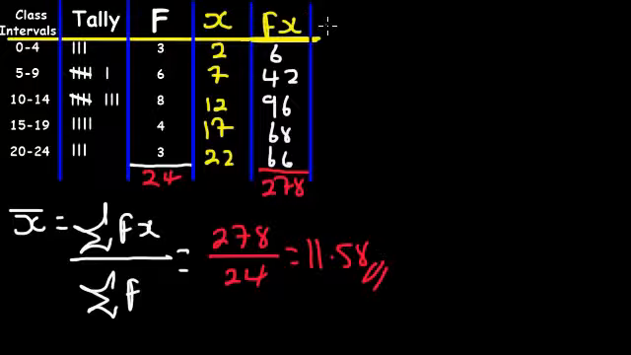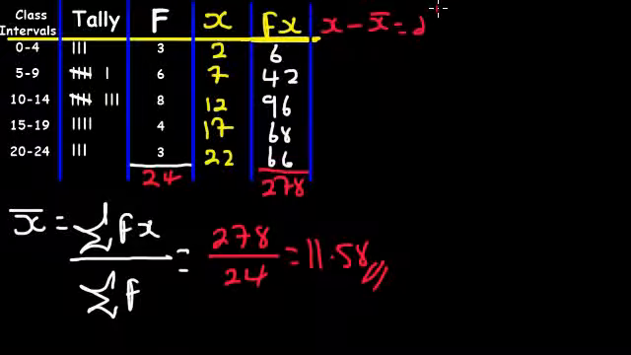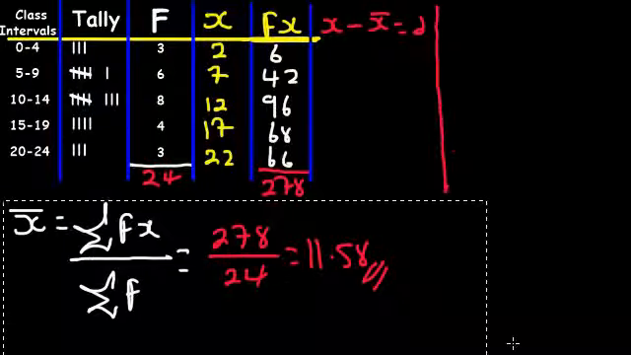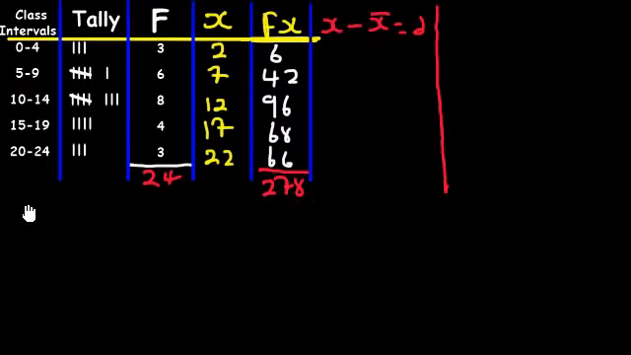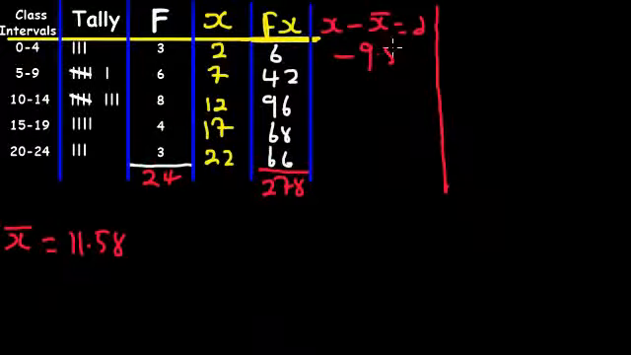So now we can find x minus x bar, which gives the deviation. Don't forget x bar is 11.58. So now let's proceed. For the first mark, which is 2, 2 minus 11.58 gives us negative 9.58.